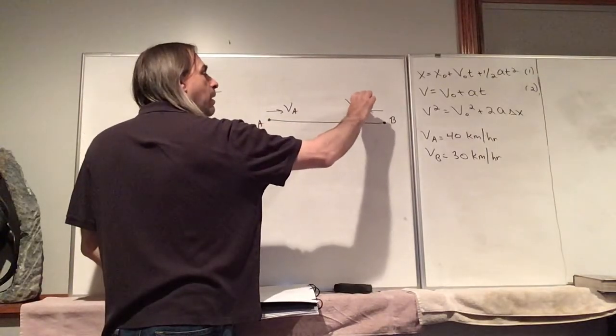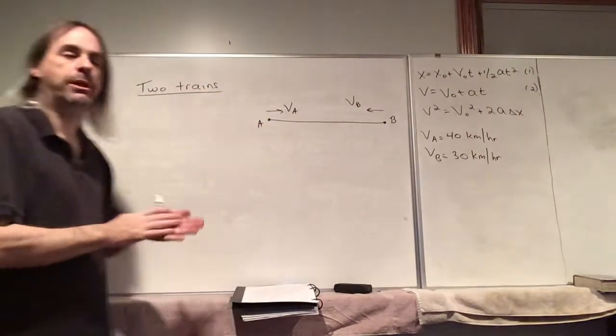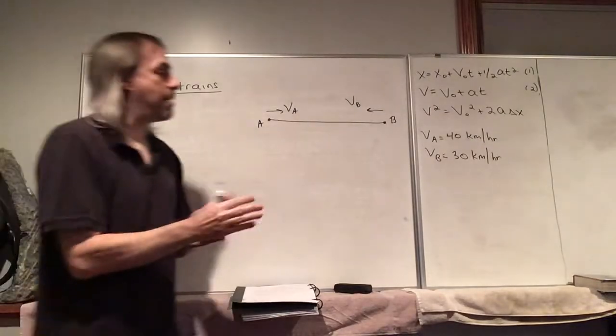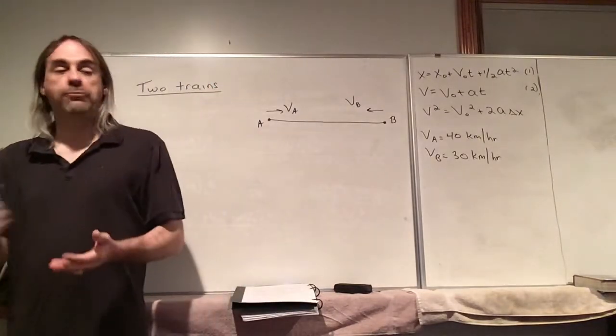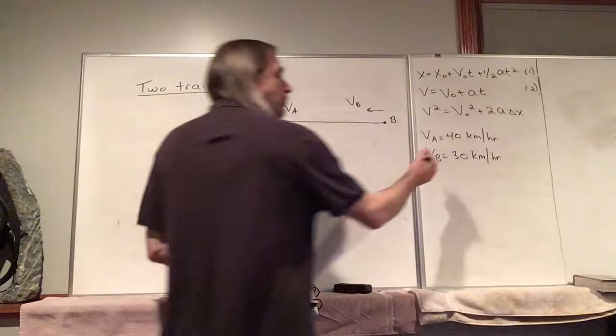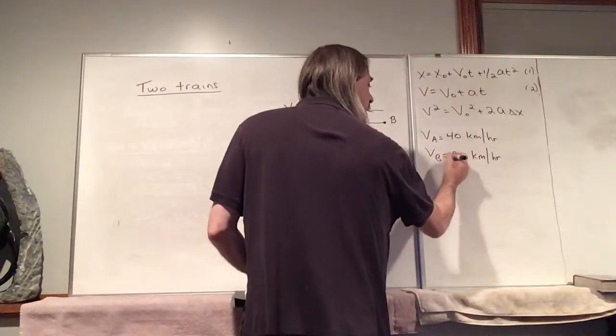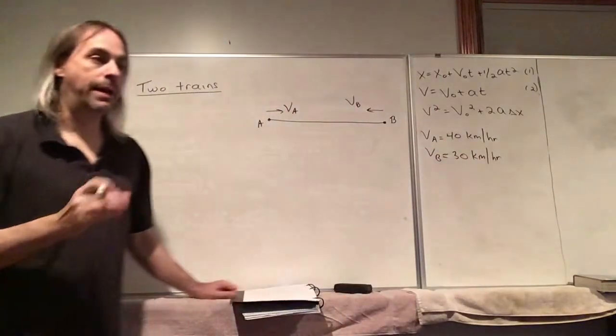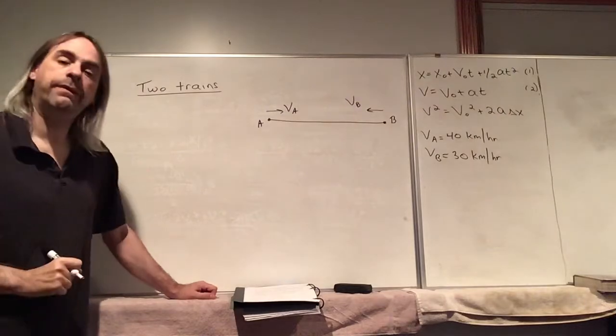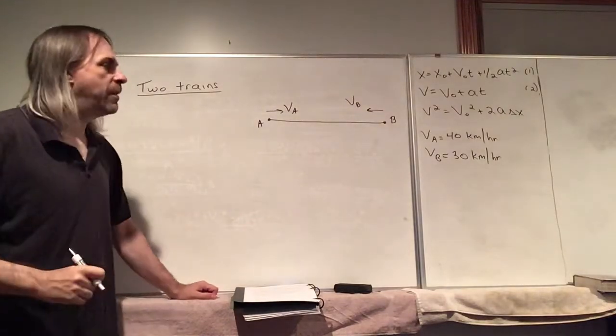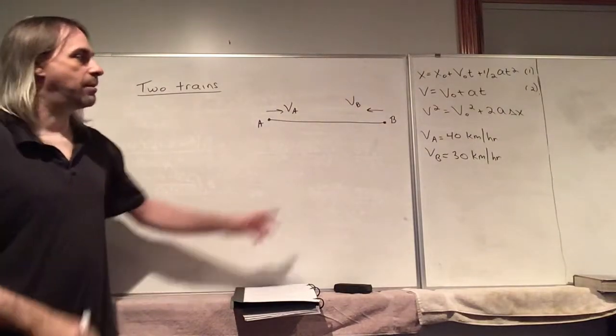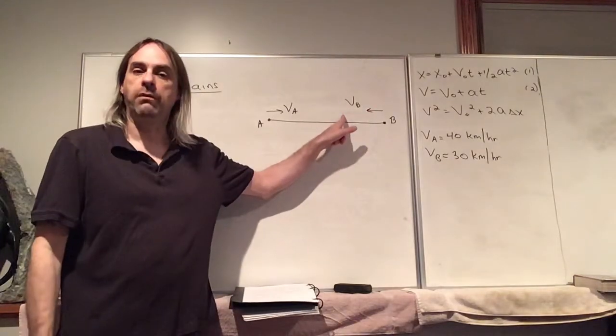Now, there's kind of two ways we can approach this. I already made a choice where there's two options. What I did here is I wrote down VB as 30 kilometers an hour, and I'm going to leave it like that. But some people might prefer to say VB is minus 30 kilometers an hour because it's moving to the left.